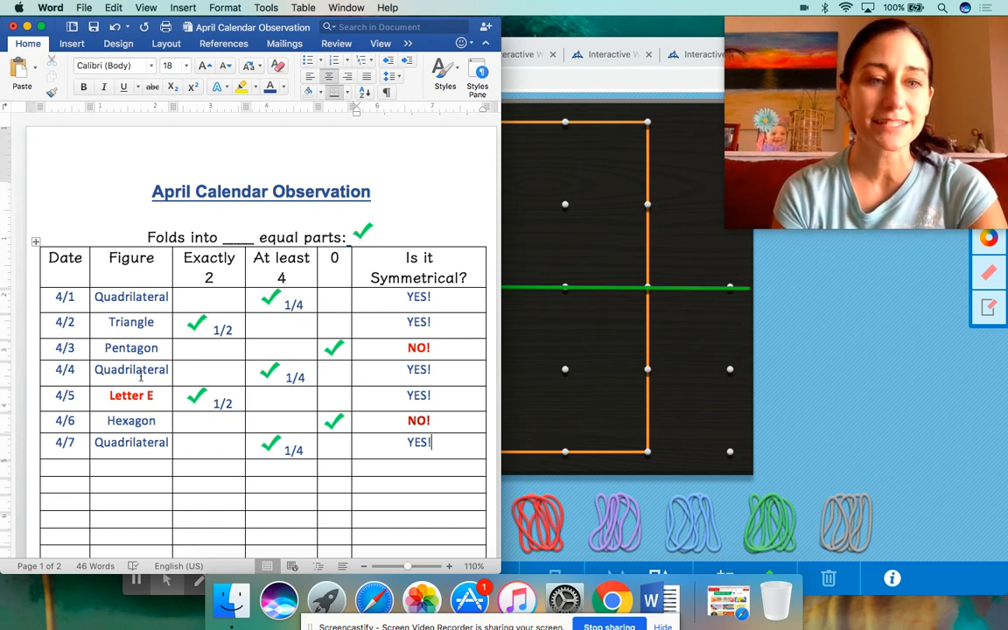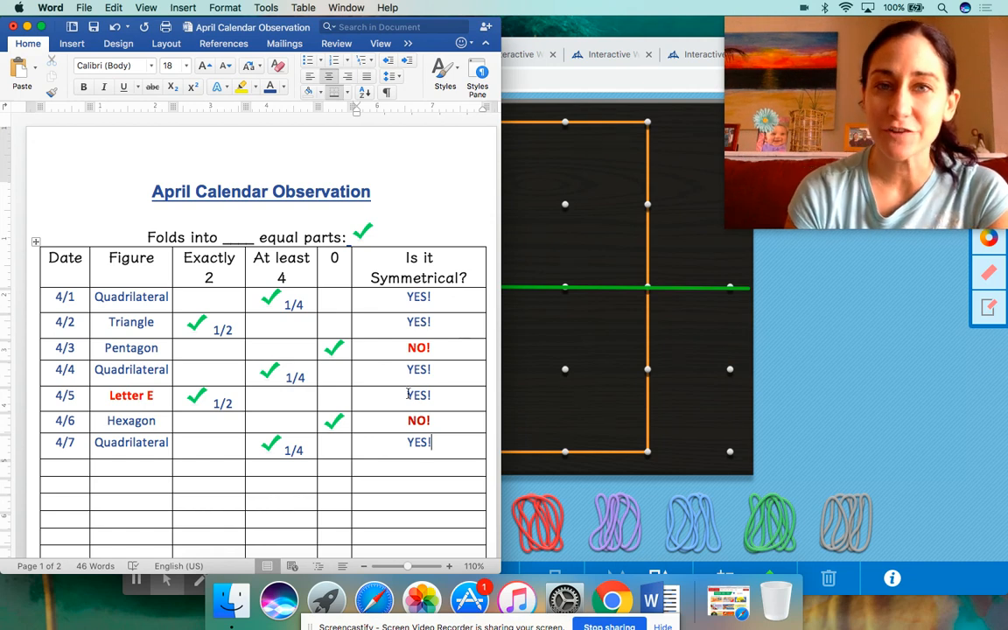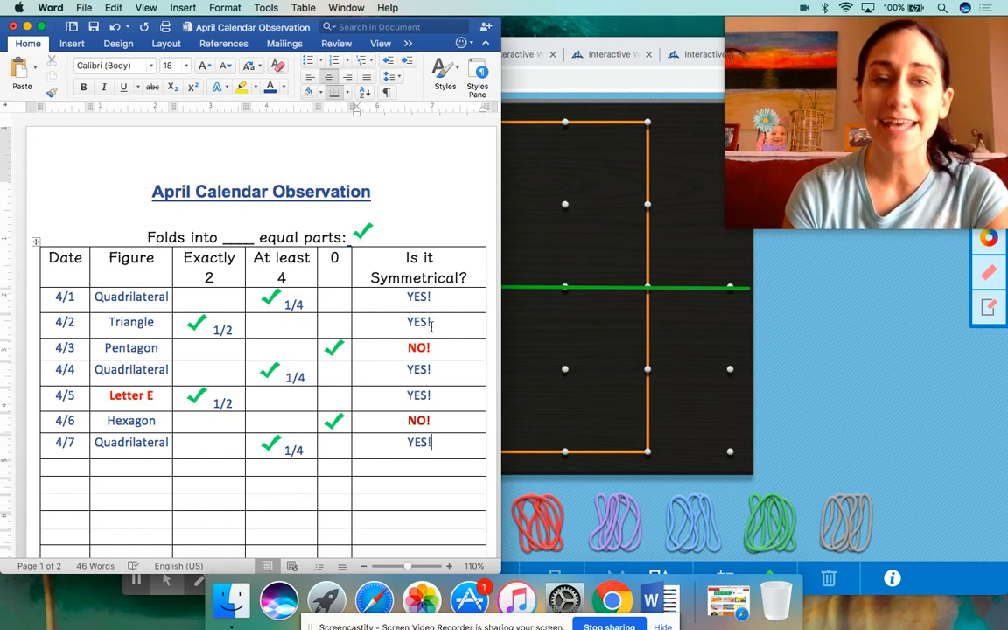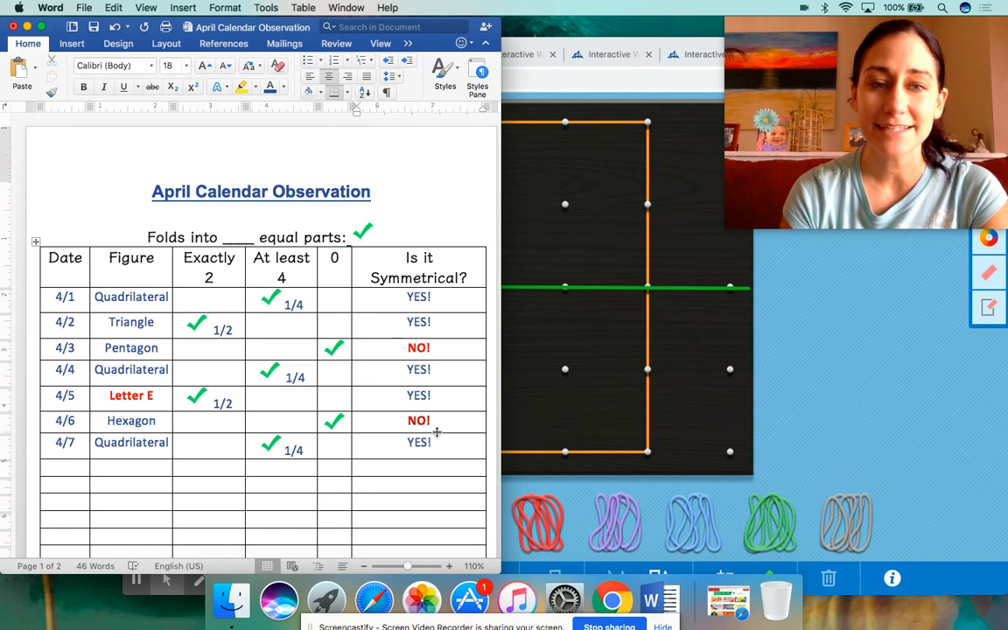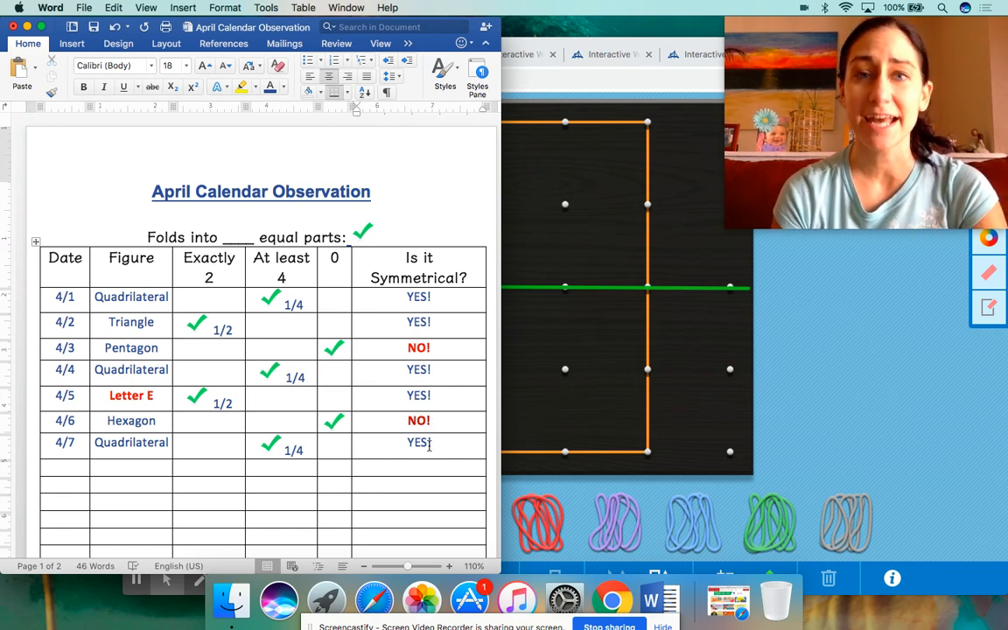It's four shapes and then a letter. The pattern here for is it symmetrical? Yes, yes, no. Yes, yes, no. And now we have our first yes for the next repetition of the pattern.